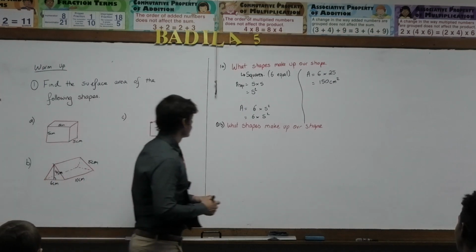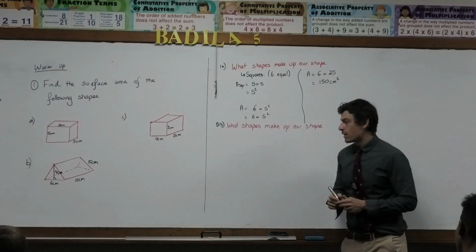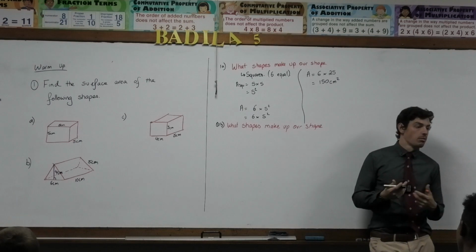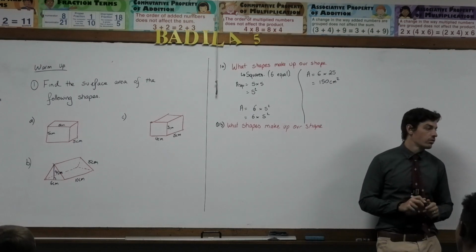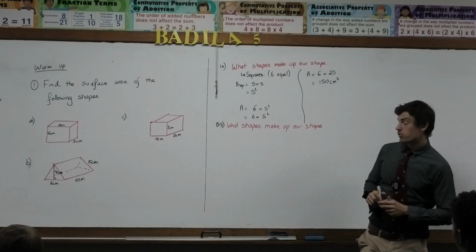So let's look at question 1b. We look at 1b and we say, what shapes have we got there? It's a little bit more complicated, this one, isn't it? Why? There's 2 different shapes. Only 2? 3.